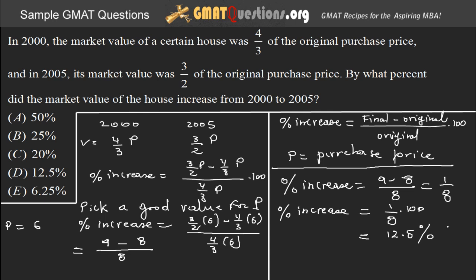And that is our answer. So it wasn't that difficult. What was important here is to know the formula for percentage increase, and also to play this trick where you choose an appropriate value for P in order to speed up the solving process. Okay? So the correct answer, as you can see, is D.